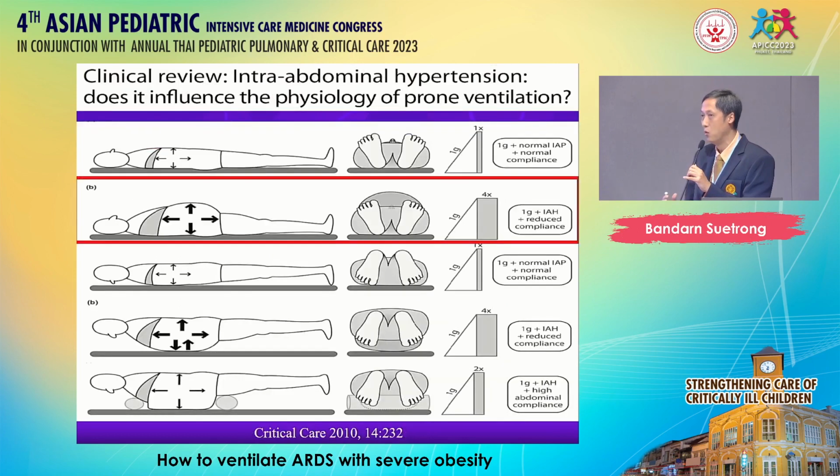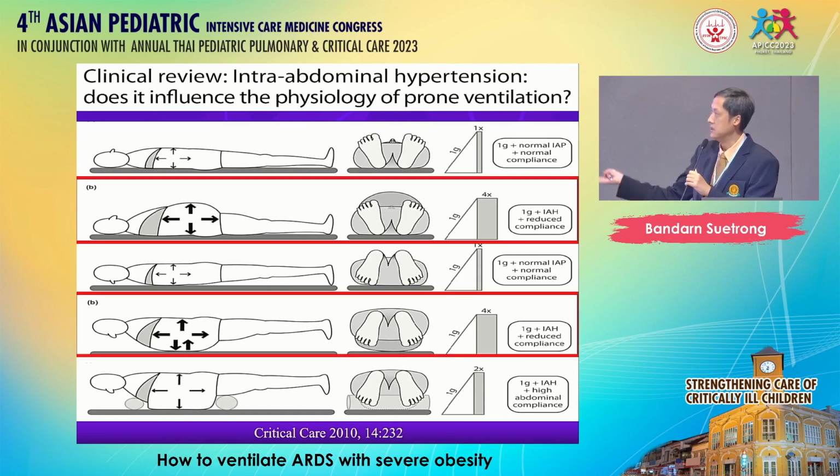patient. Why? What is the difference between the patient with obesity or non-obese? The clue is the intra-abdominal pressure. If I look at figure B, if we put the obese patient in the supine position, they also have abdominal pressure hypertension, and it decreases the lung or chest wall compliance. So we have to ventilate this group of patients in supine position.